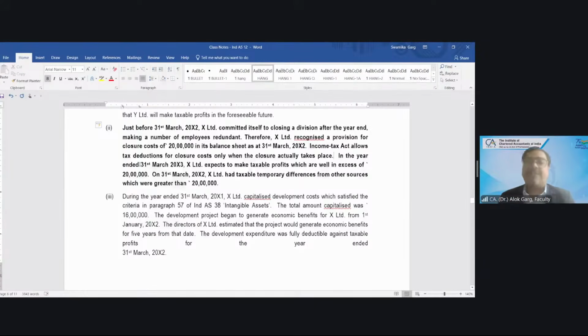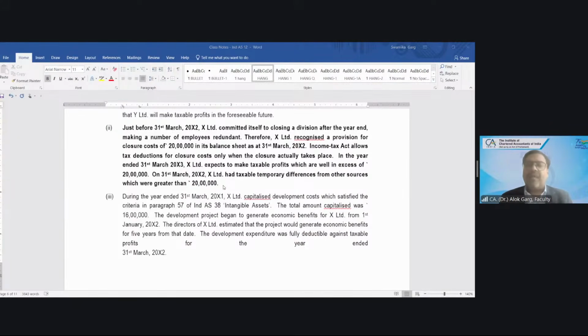In the year ended 31st March, X Limited expects to make taxable profit well in excess of 20 lakh rupees. On 31st March 2002, X Limited had taxable temporary differences from other sources which were greater than 20 lakh rupees. So the company has committed that they will close a division after the year end, and many employees will be redundant. Hence X Limited has recognized a provision for closure cost of 20 lakh in the balance sheet.